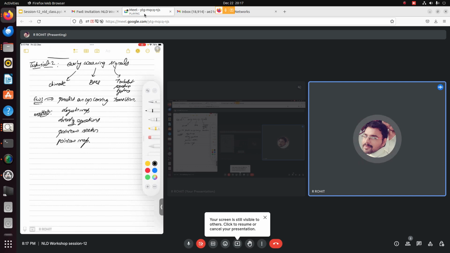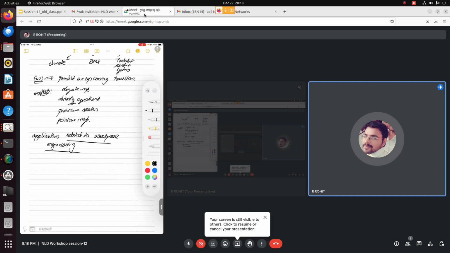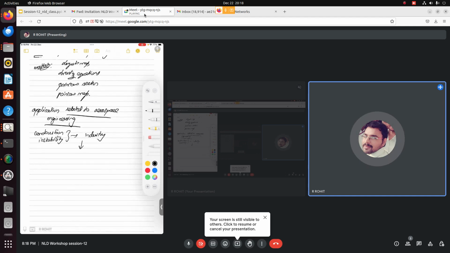Then today we talked about application specifically related to aerospace engineering. So when we are talking about application related to aerospace, we showed how in engineering what we call combustion instability was a plaguing problem in industry, and how this problem was tackled using nonlinear dynamics tools.